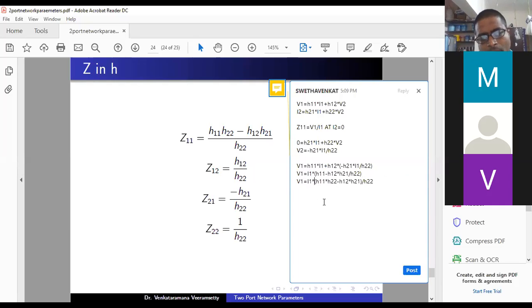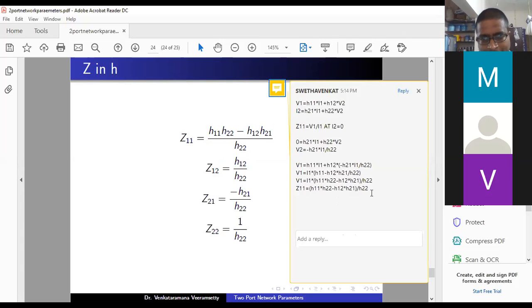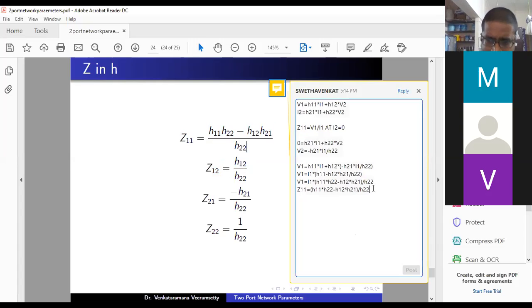From the definition of Z11, Z11 equal to V1 by I1. Here V1, here I1. To take V1 by I1, we have this expression: H11 into H22 minus H12 into H21 divided by H22. So that is how we derive the expression for Z11 in terms of the hybrid parameters.